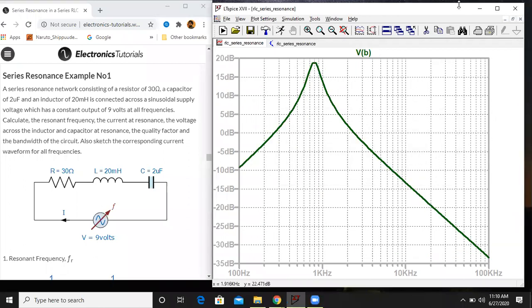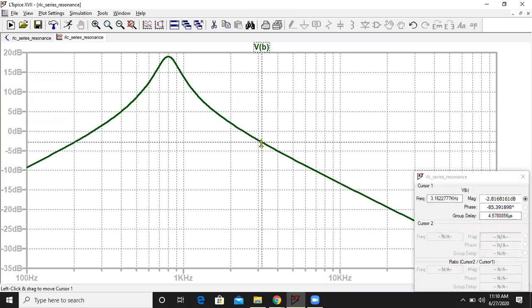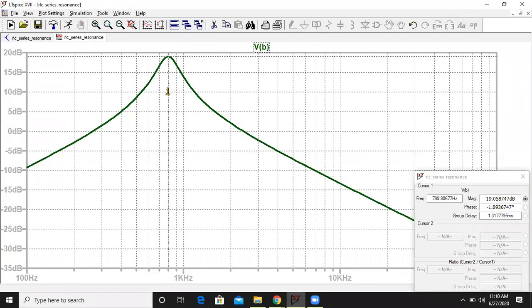So that will disappear. Now I can maximize this, and the circuit will have a maximum peak at one point. It will have a maximum amplitude only at the resonant frequency. So I'll right click on this so that the cursor will come. I'll go to the maximum peak, which I can see over here, I can adjust it accordingly, and it is around 795.23 hertz. This is the number which I'm getting.